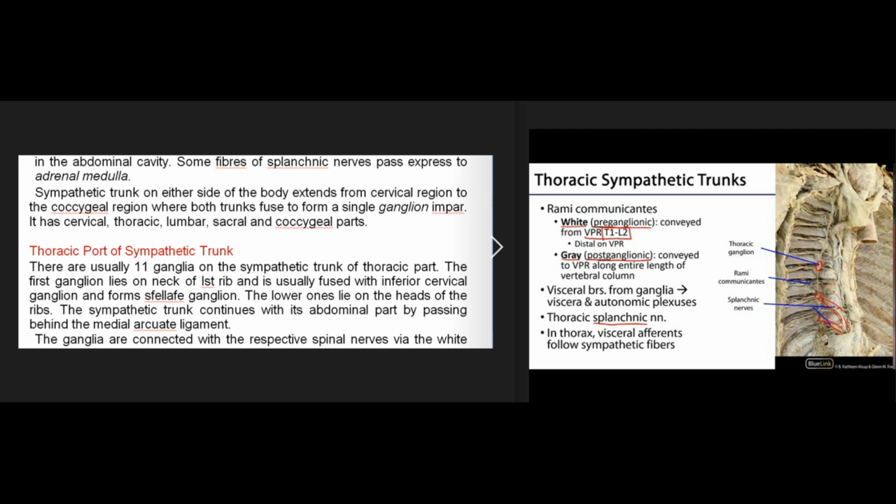Sympathetic trunk on either side of the body extends from the cervical region to the coccygeal region, where both trunks fuse to form a single ganglion impar. It has cervical, thoracic, lumbar, sacral, and coccygeal parts. Thoracic part of sympathetic trunk. There are usually 11 ganglia on the sympathetic trunk of thoracic part.